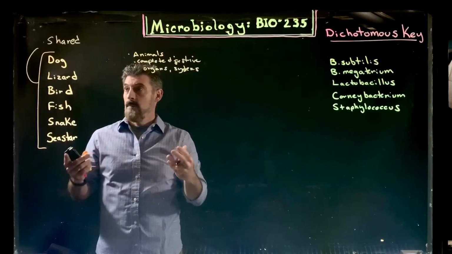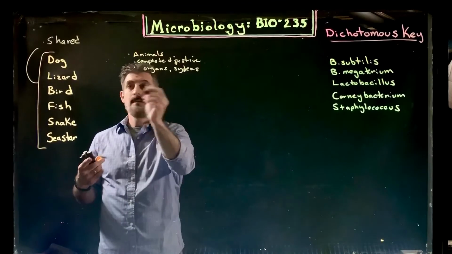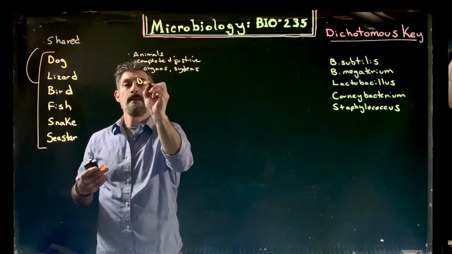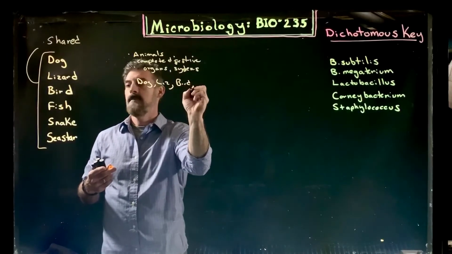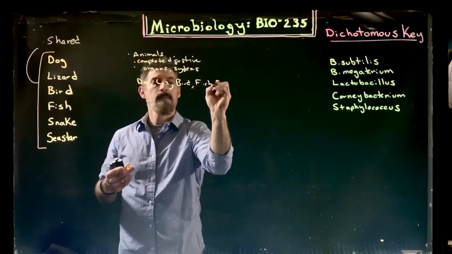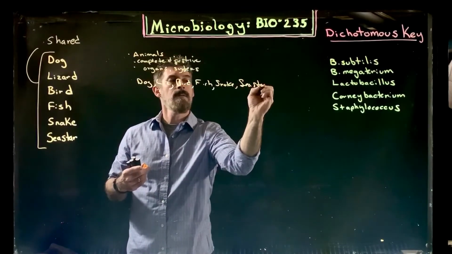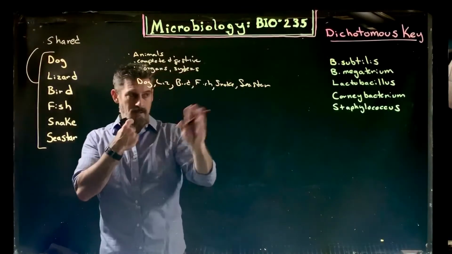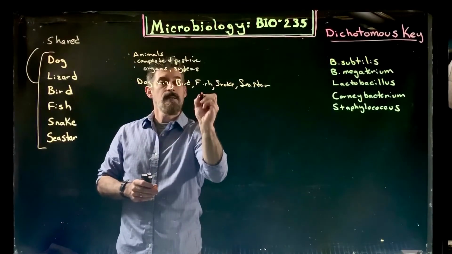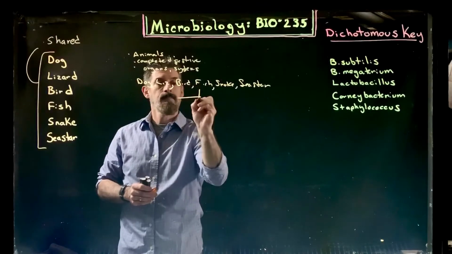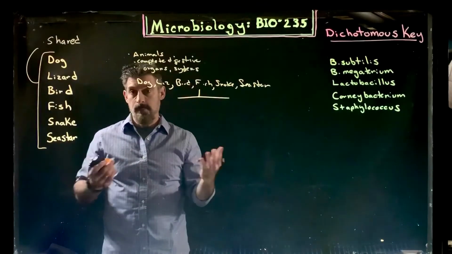Now, what we want to do is pick characteristics that are different, and so we could list all the organisms here, like dog, the lizard, the bird, the fish, the snake, and the sea star. Okay, so that's all these here. I'll write them clear as we go down. And what we want to do is now pick some characteristic or trait that's going to pull out at least one member of the group or more, depending.